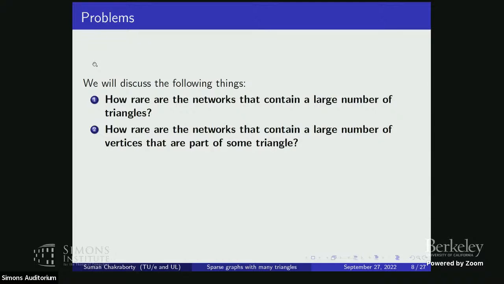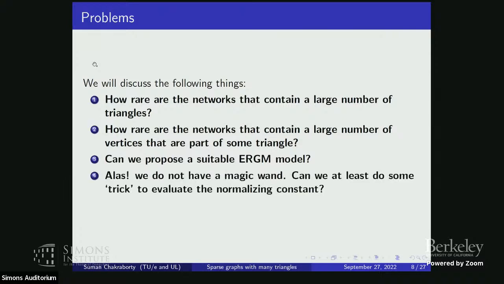We'd like to understand the networks that have a large number of triangles. We'd like to understand networks that have many vertices that are part of a triangle. And can we propose a suitable ERGM model to explain the discrepancy that is observed between real-life networks and mathematical networks? And we don't have a magic wand, so can we do at least some tricks to get the normalizing constant of such a model if we can propose one? These are the questions that we'll be considering.